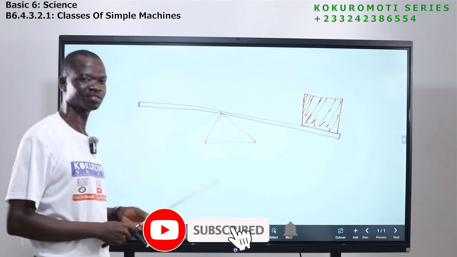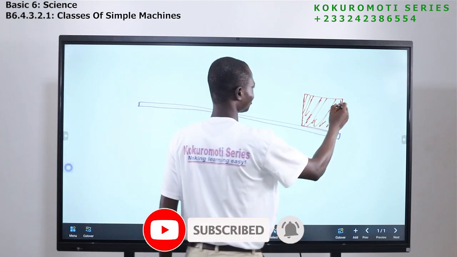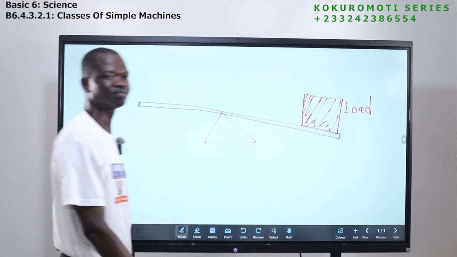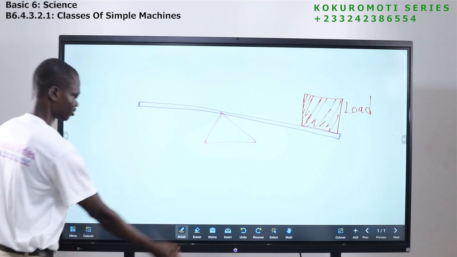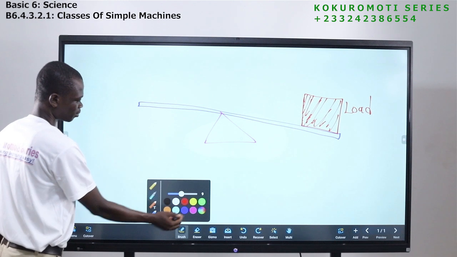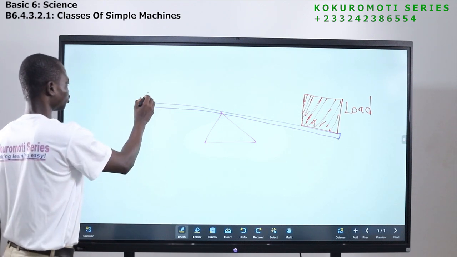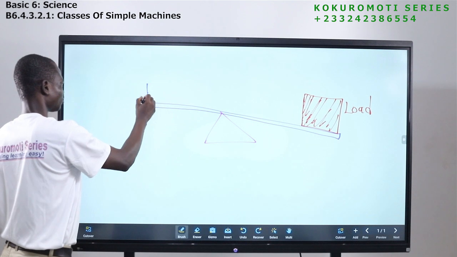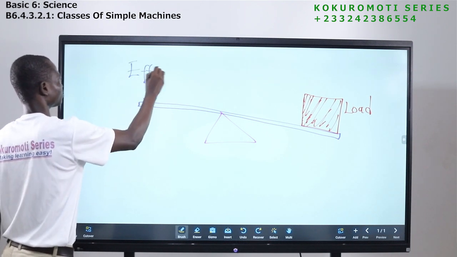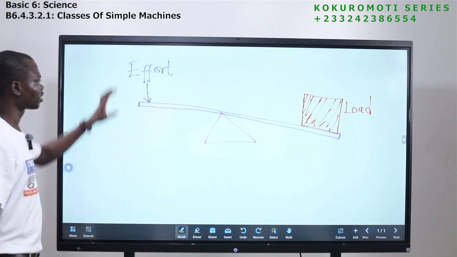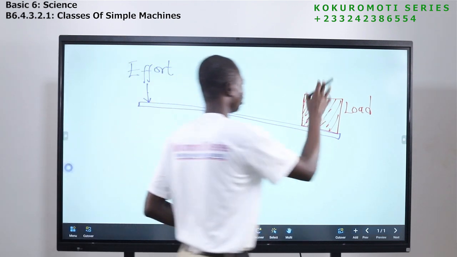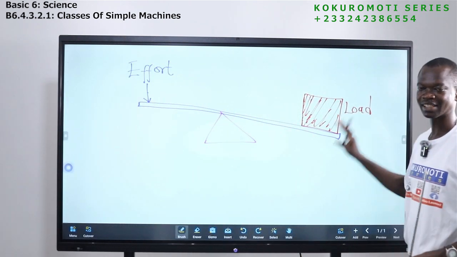Where is the load? This is the load. And then, where do we apply the force? We apply the force here. This is the part that you hold. So this is what we call the effort. So you see, we apply force here. So the effort is here. And then this is the load. This is where the object is.